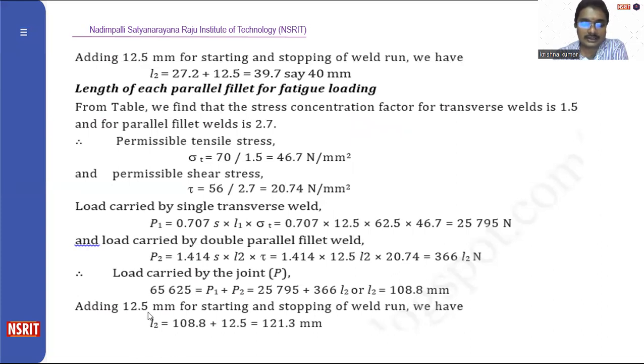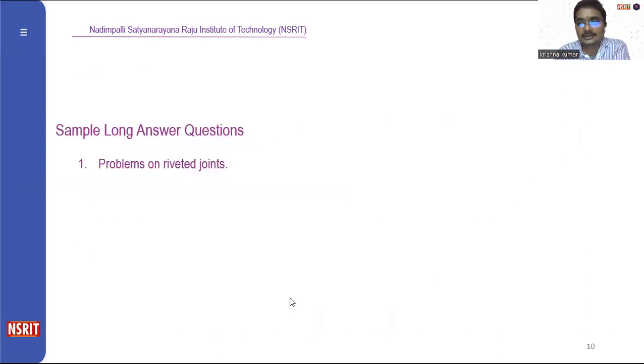For the weld, we have to add another factor, the starting and stopping of the weld run, which is 12.5 mm by default. Adding this value, we get L2 as 121.3 mm. Likewise, we solve this problem. Similar problems can be tried, and you can get the results.